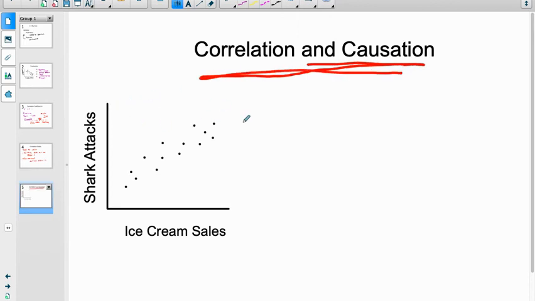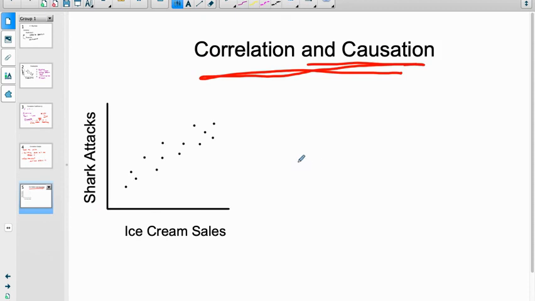So my example for that is ice cream sales and shark attacks. If you look at this scatter plot, it looks like as ice cream sales goes up, shark attacks go up. So that means that ice cream sales cause shark attacks, right? No, not necessarily. Just because there's a correlation between two variables does not mean one causes the other.